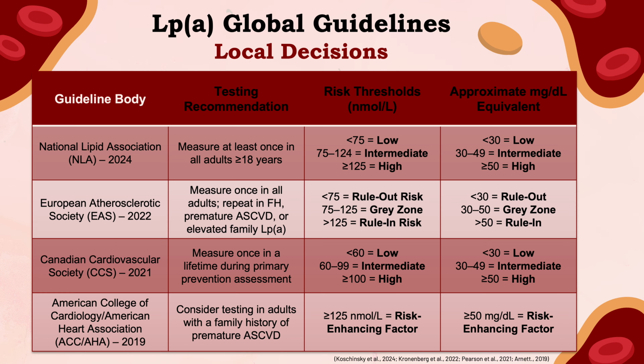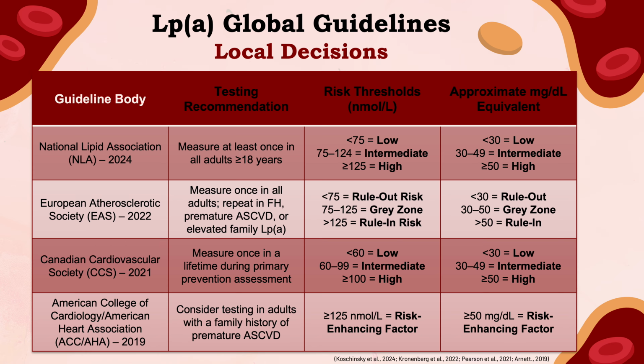Then the Canadian Cardiovascular Society in 2021 recommended once-in-a-lifetime measurement during primary prevention assessments and separated risk thresholds into low, intermediate, and high, with more aggressive thresholds of greater than or equal to 100 nanomoles per liter for high-risk groups, but maintaining the equivocal mass-based 50 milligram per deciliter equivalent.